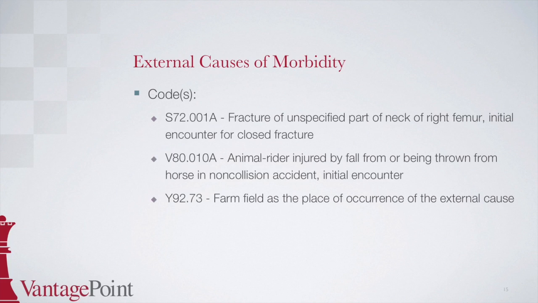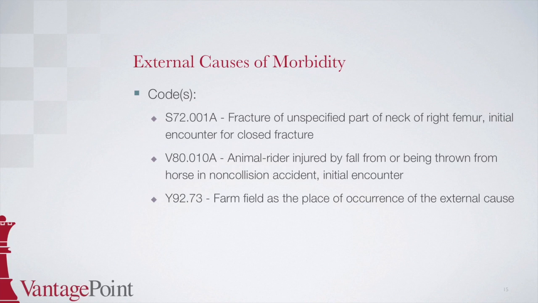The first code is S72.001A, fracture of unspecified part of neck of right femur, initial encounter for closed fracture. To find this code, start at fracture, traumatic in the alphabetic index. The other option for a fracture is pathologic fracture, but this would be incorrect because a pathologic fracture is caused by disease, and this fracture is the result of an injury.